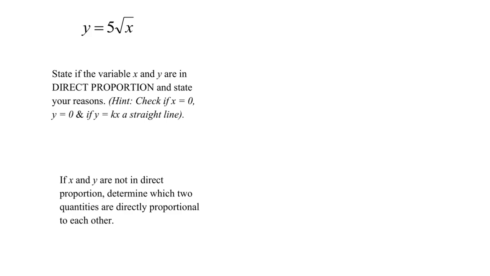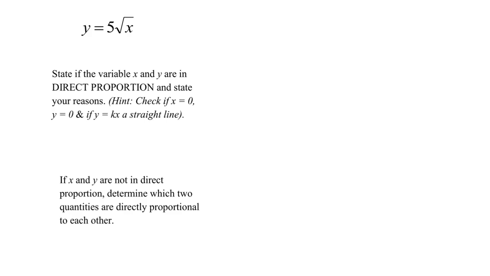And how do we know if two quantities, in this case x and y, are in direct proportion? Well, for two quantities to be in direct proportion, they must pass through the origin, which is the point x equals 0, y equals 0. That is the first check. Secondly, it must be a straight line graph. So we will test for both, okay?